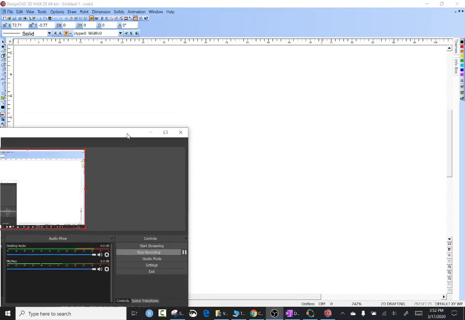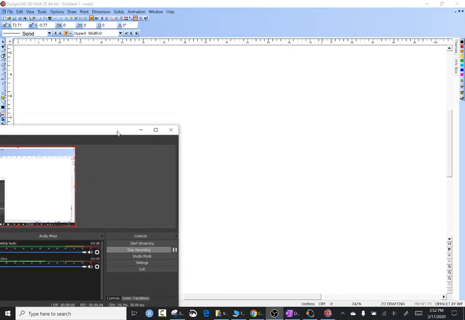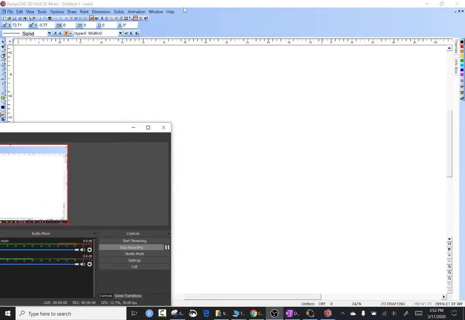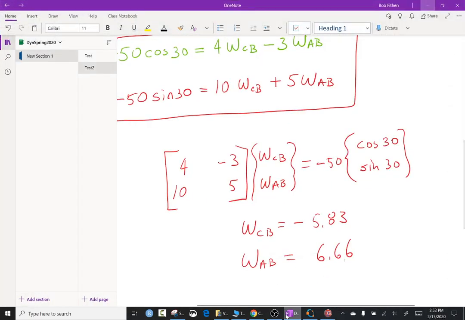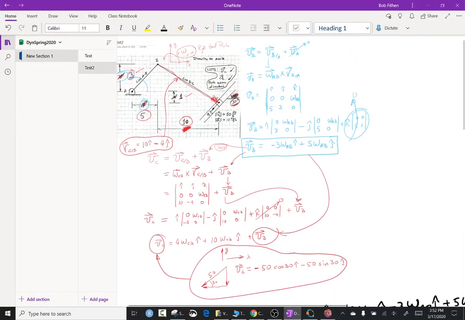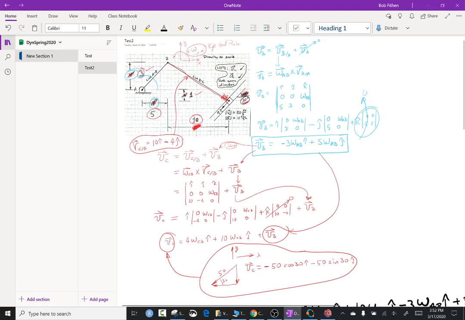So we're going to test this solution out using a fairly inexpensive CAD program. Let's go back to our example here. And we're going to start by drawing a line from point A to point B and then to point C.